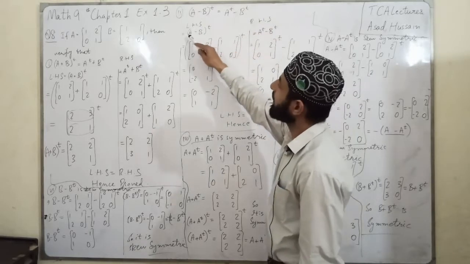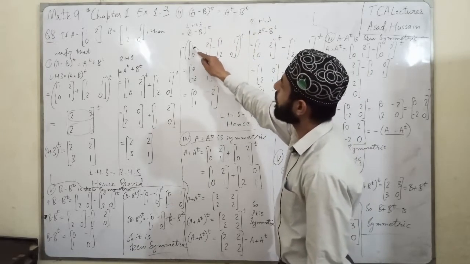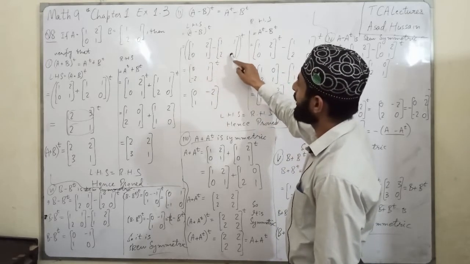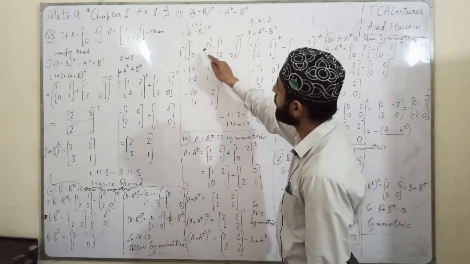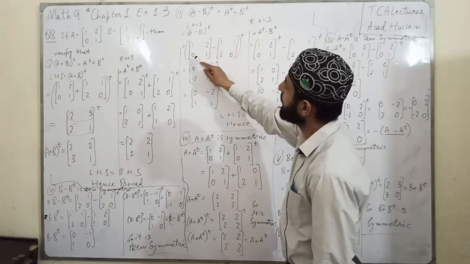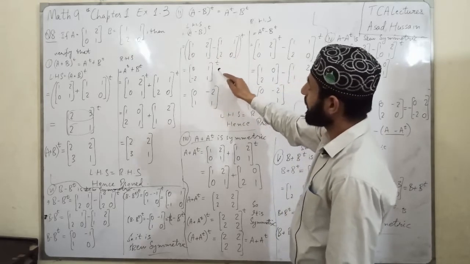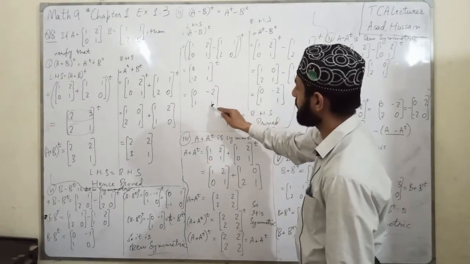For the left hand side we have (A minus B) whole transpose, putting the value of A, [1 2; 0 1], minus [1 1; 2 0]. First subtracting the entries we get 1 minus 1 is 0, 2 minus 1 is 1, 0 minus 2 is minus 2, 1 minus 0 is 1. Now taking the transpose we get [0 minus 2; 1 1].